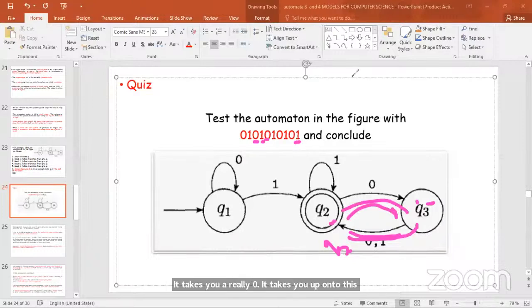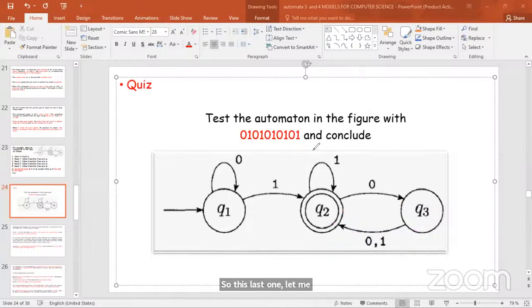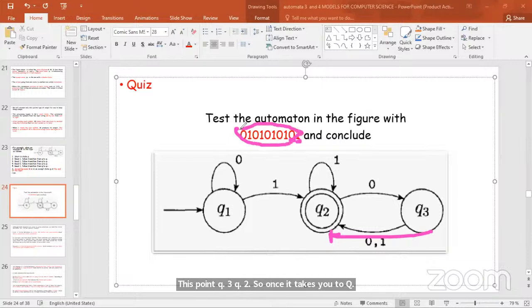So this last one, let me clean so that you will see. Once you have done all the reading, once you are on Q3, which is the second to last 0, you read it, it brings you here. So the last one will take you to Q2. Once it takes you to Q2, all this input string has been read. In as much as the last input took you to Q2, and Q2 having this double circle means that it is the accept state, it means that this string is accepted. Do you get it now?